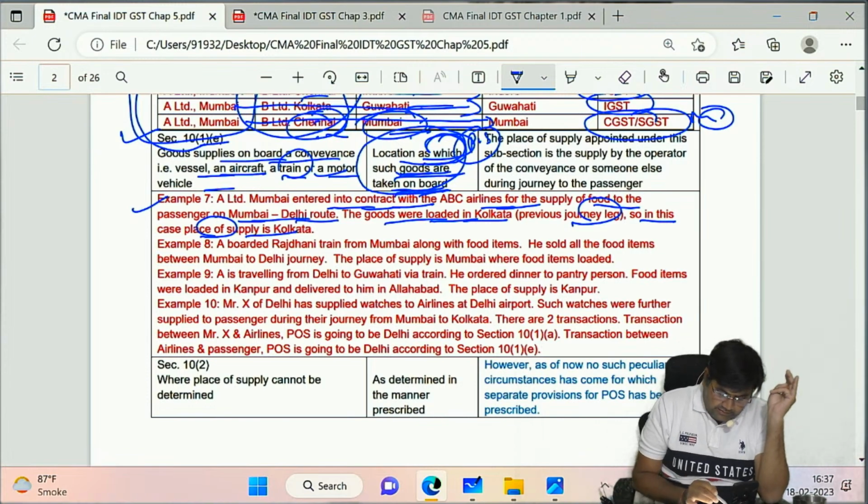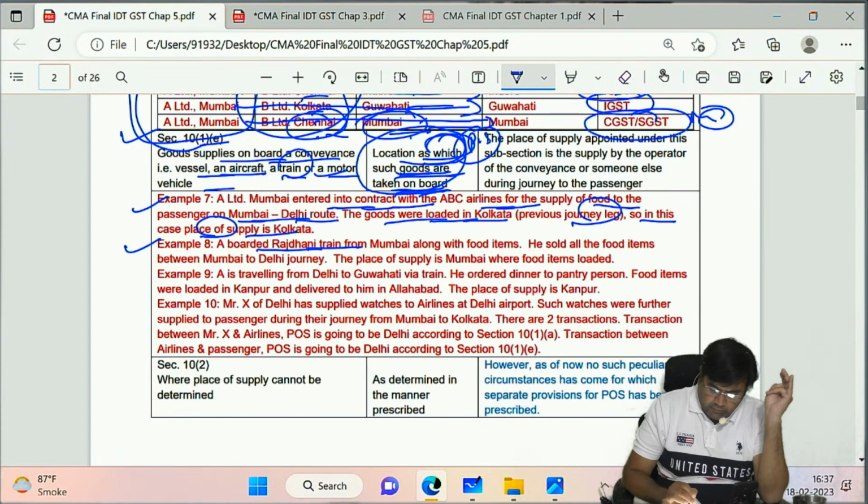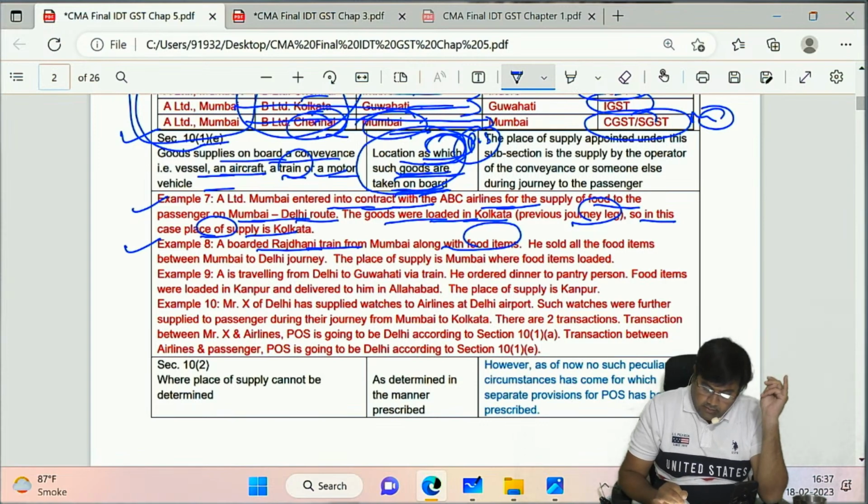Okay. Example 8. A boarded the Rajdhani train from Mumbai along with food items. He sold all the food items between the Mumbai to Delhi journey. The place of supply is going to be Mumbai, where the food items came on board.